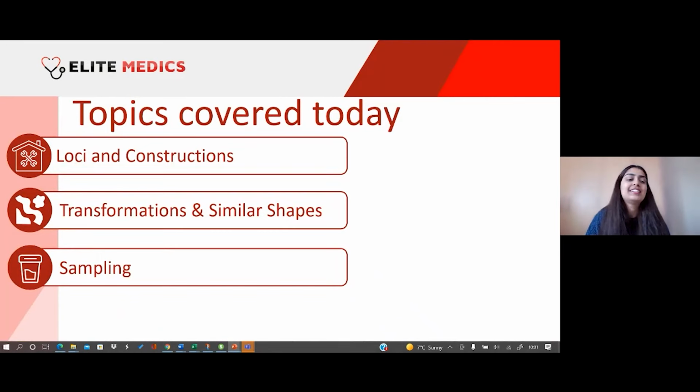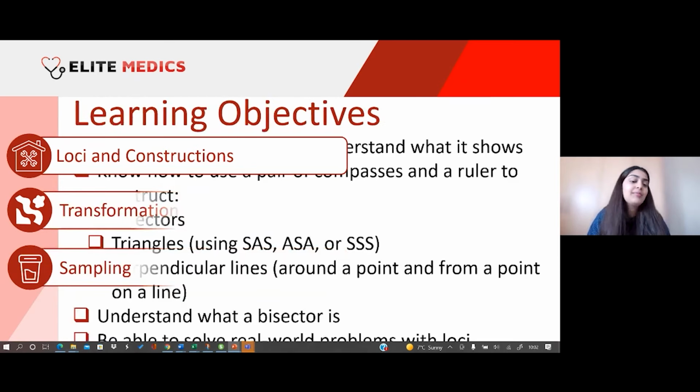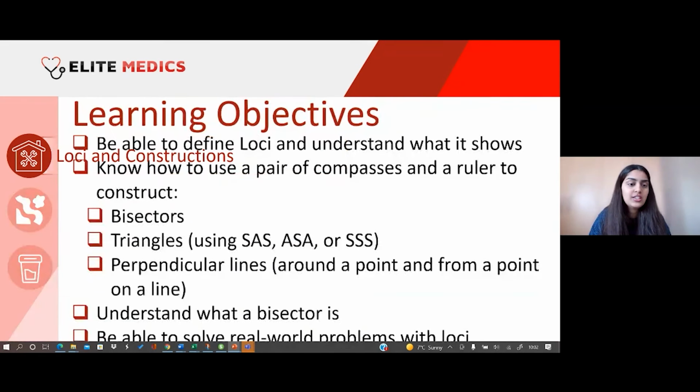The topics we're going to be covering today are loci and constructions, and then going on from that, transformations and similar shapes, and finally we'll be working on sampling. So geometry is the main theme of today's lesson. The first topic we're going to be going through is loci and constructions. Here are all of the learning objectives that we're going to be covering.